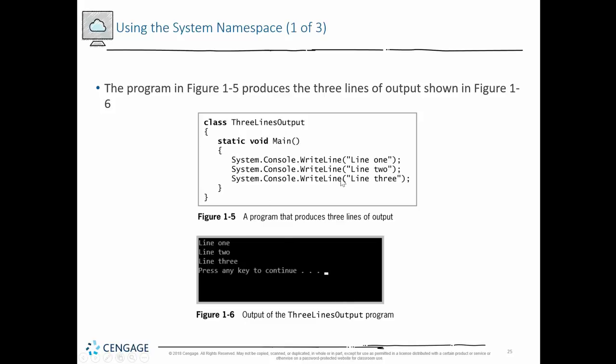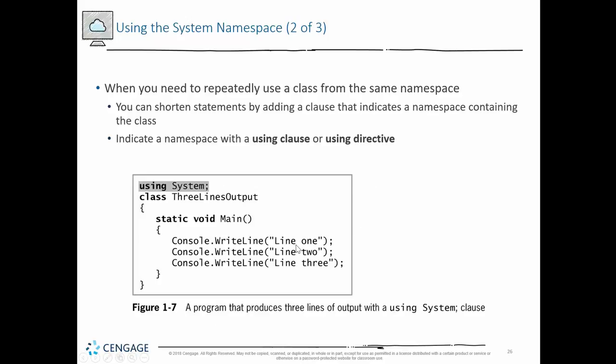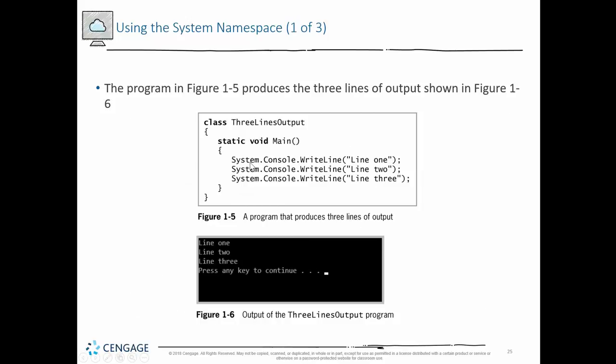So here we've got another program, and you'll notice since we're using write line, it means write this, then hit the enter key, write this, then hit the enter key, write this, then hit the enter key. So you see line 1, line 2, line 3. Each one of those is an argument to the write line function. Now notice again, we have system.console.writeLine 3 times. We have no using statement up there.